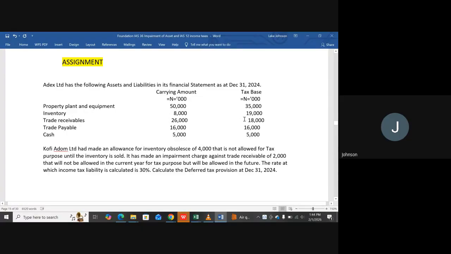So from next week we shall start looking at IAS 7, which talks about statement of cash flow. Just like the way we treated IAS 12, and it was very interactive, it's the same approach that we're going to adopt for the other one. So hope to see you guys in class next week. God keeping us.